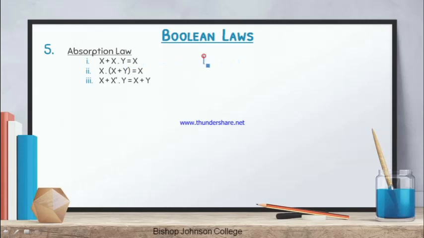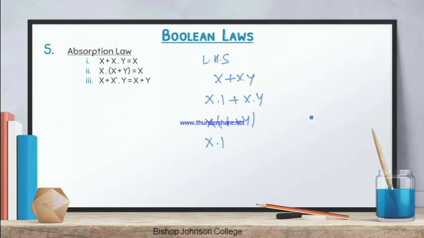How is it? Let's take the LHS part. LHS is x plus x dot y. As per property of 1, x can be written as x dot 1. Now we can take x common, so in the bracket it is 1 plus y. And 1 plus y, by property of 1, is 1. So x dot 1, and x dot 1 is equal to x. So it is proved.